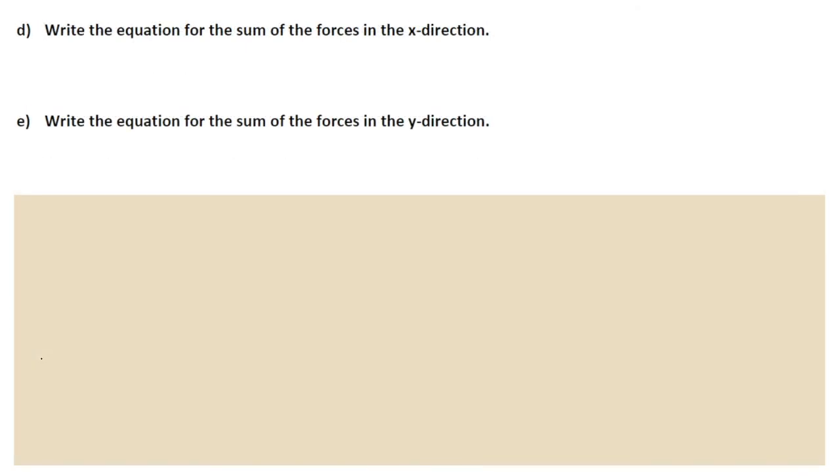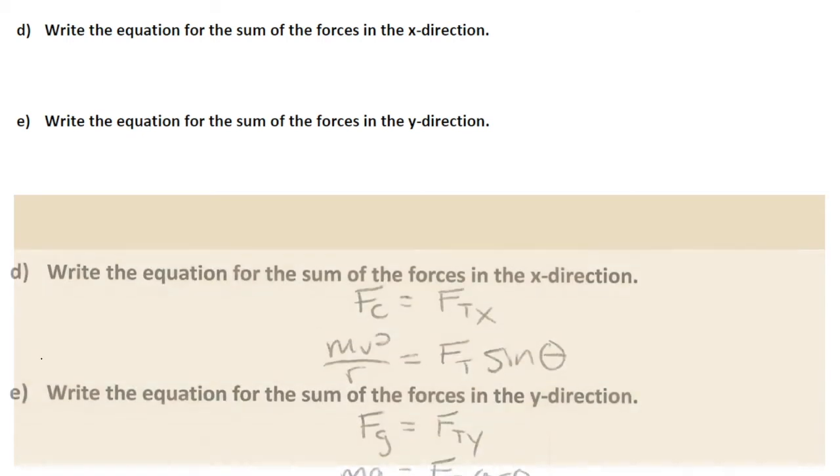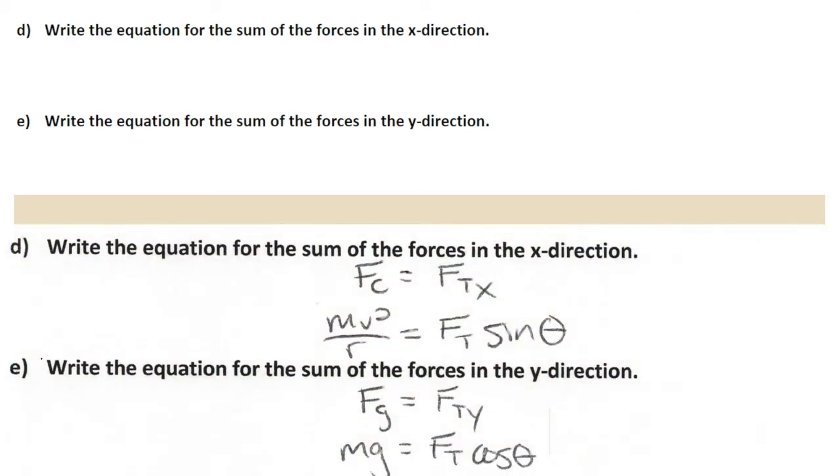The next two parts here, D and E, ask you to write the equation for the sum of the forces in the X direction. And so the idea here is pretty simple, I think. It says we have to write the sum of the forces. And really, all you need to do is just utilize the concepts that we just discussed. For the X direction, the centripetal force is being provided by the X component of the tension. So we take the equation for the centripetal force, mv squared over r, and we set it equal to the equation for the X component of the tension, which is FT sine theta.